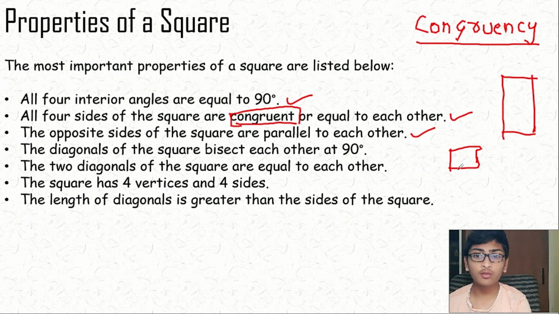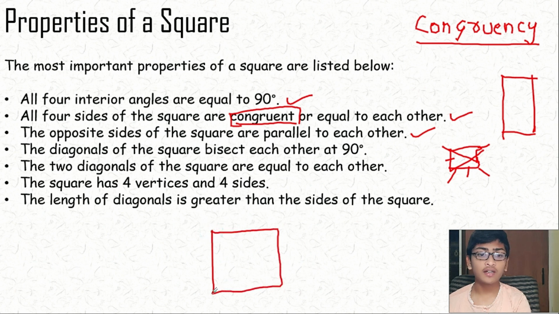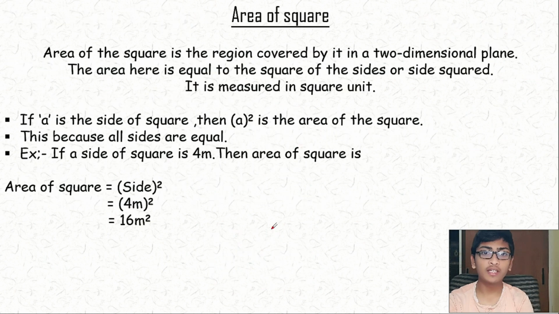Two diagonals of a square are equal to each other. These two diagonals of the square are equal to each other, and it has four vertices. These are the vertices or the corners, and four sides. The length of the diagonal is greater than the side of the square. Here the side of the square is 2. The diagonal has a value more than 2. It may be 2x or something; it's more than 2.